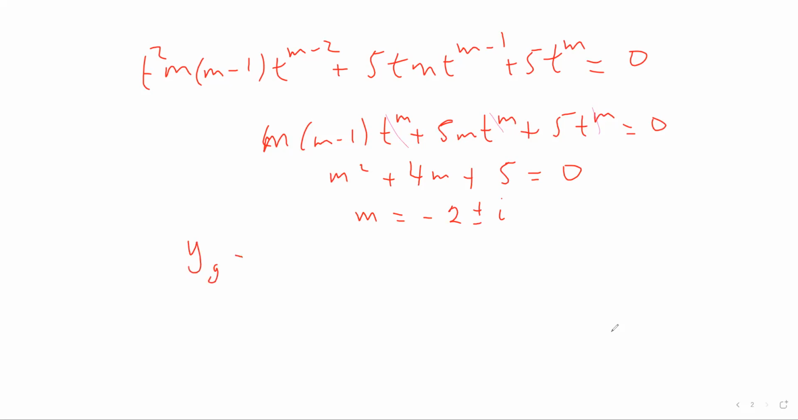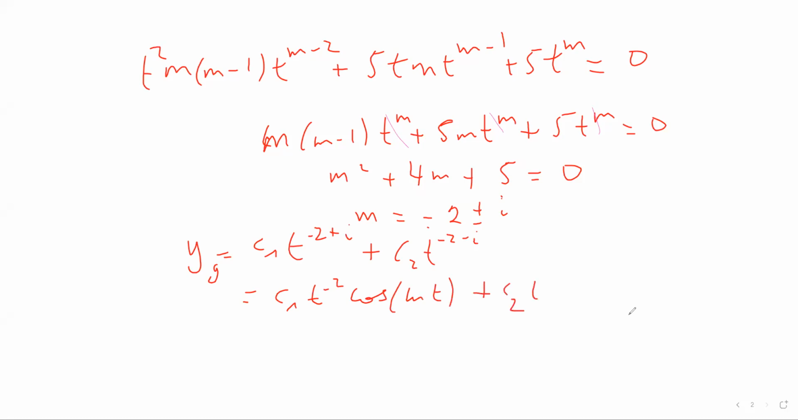So your general solution then is, finally, c1 x^(−2+i) plus c2 x^(−2−i). And then if you expand using Euler's formula, you come to c1 x^(−2) cos(ln x) plus c2 x^(−2) sin(ln x). So this becomes the general solution for such a problem when you have a complex root.